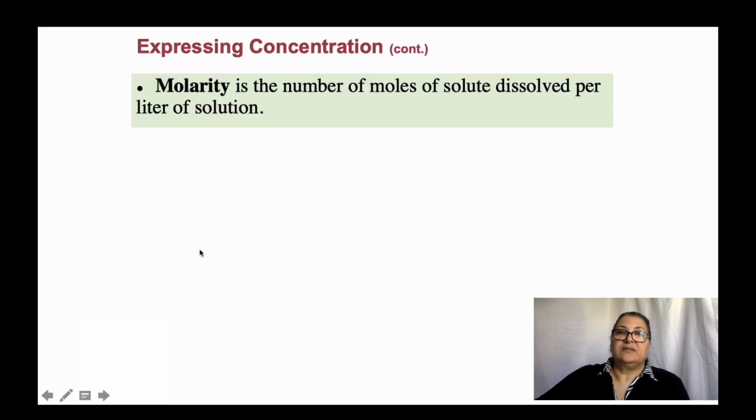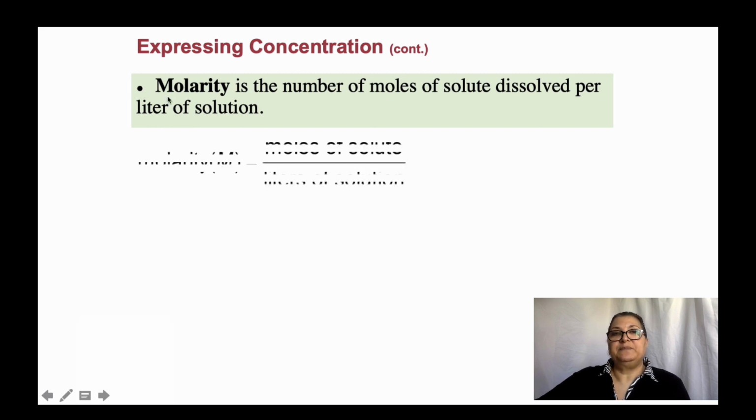That was only, I think, an example for volume. Let's do molarity. The one we want to concentrate on is molarity. Molarity is the number of moles of solute dissolved per liter of solution. So these are the units. Every time you see a capital M, right away you can replace it with moles of solute per liter of solution.